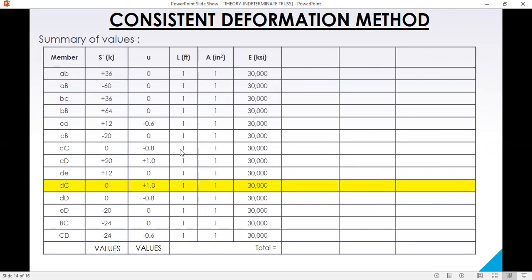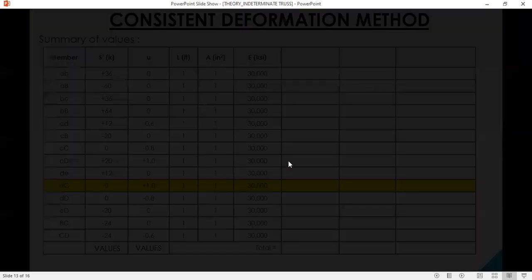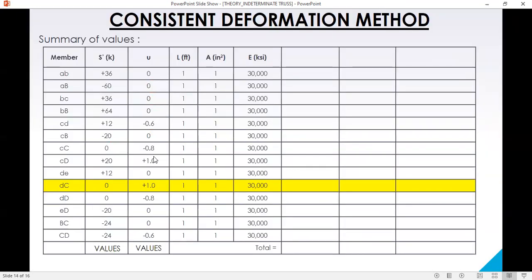In the table, this is the removed member. Remove member N. For S prime, it is 0, and for U it is positive 1. So, there are only 6 members with values. This one, 1, 2, 3, 4, 5, and 6. So, 6 only. The rest are 0.